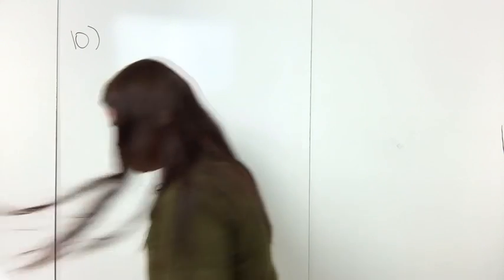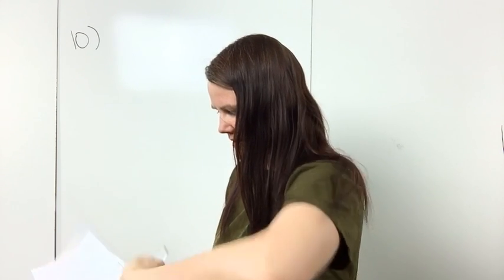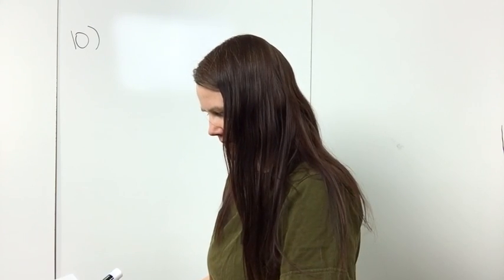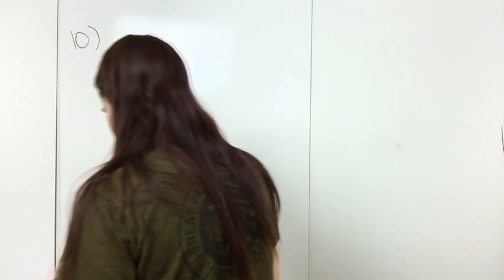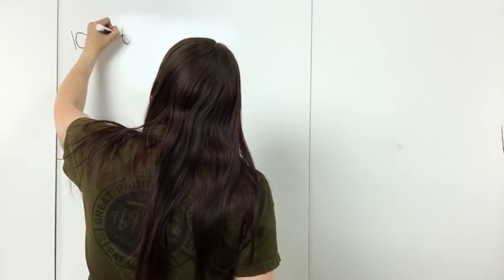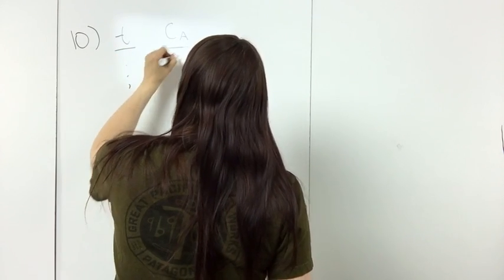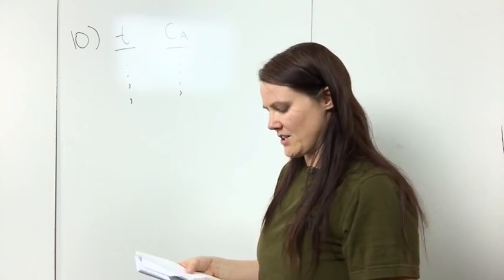So this says you have measured concentrations in a constant volume batch reactor, and you need to determine the order of the reaction and the rate constants. So you have T and Ca, and then you have data, and it says find order of reaction and rate constants.